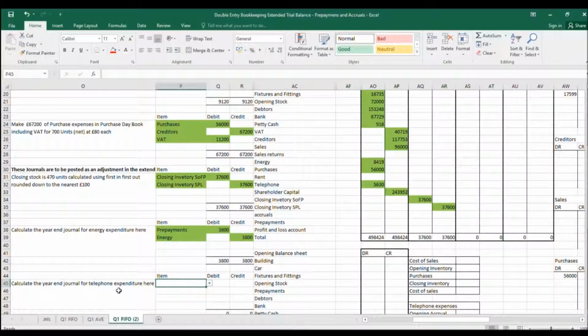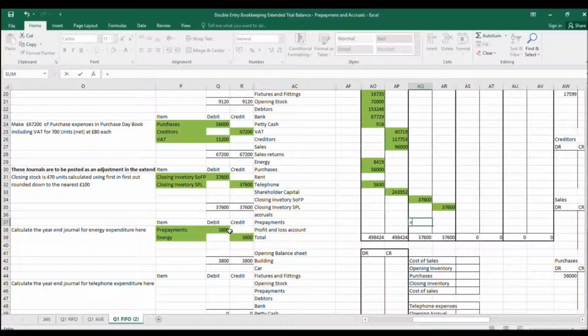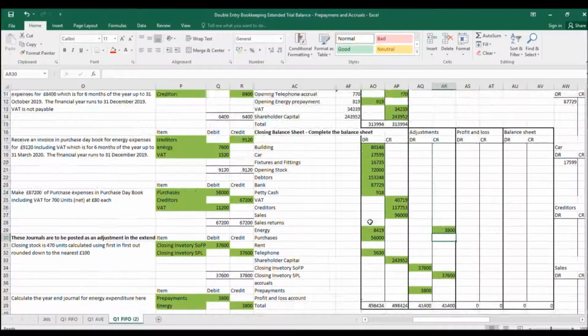Okay, calculate the year-end journal for telephone expenditure here. Oh, actually, let's just put that in as well. There's the prepayment there, and here's the energy credit there. Okay.